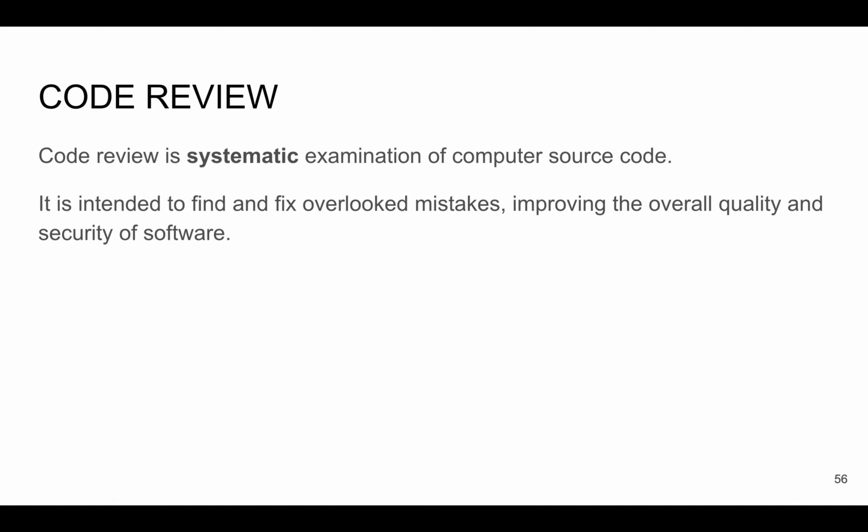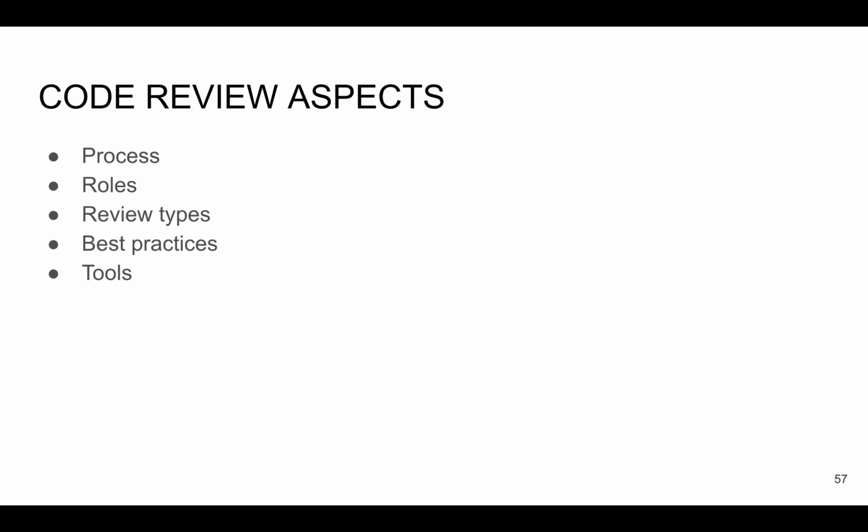The main purpose of this process is to find and fix overlooked mistakes, and improve the overall quality and security of software. Very often when developers create code, they can miss some part which can be improved or should be fixed. Code review is not automated, it's a manual process, and it helps to improve these places because another developer who might be a bit more experienced can review your code and suggest some improvements.